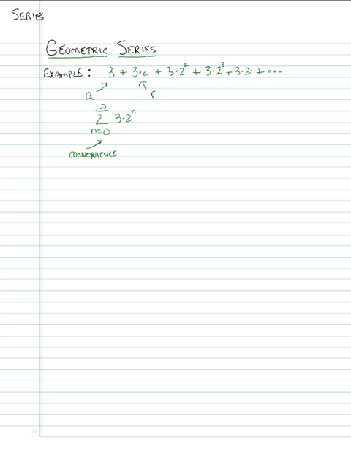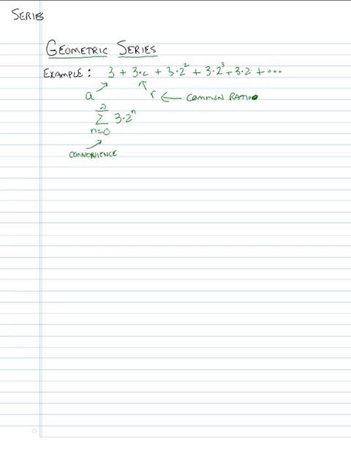See, when n is 0, we have 3 times 2 to the 0. And since 2 to the 0 is 1, we just have a 3. And then when n is 1, we have 3 times 2 to the first, or just 3 times 2. And then when n is 2, we have 3 times 2 to the second. And so you see, we have exactly the series that we see above. Now, this R, by the way, is called the common ratio. Ratio, not ration, common ratio.